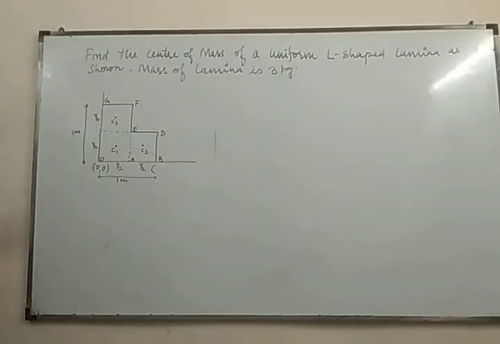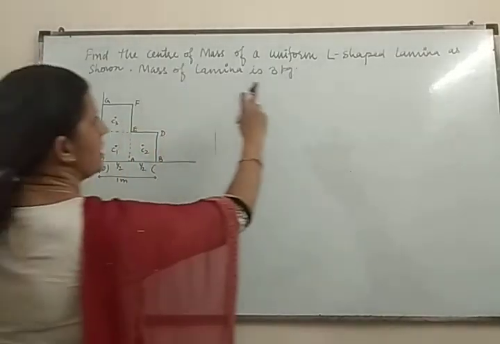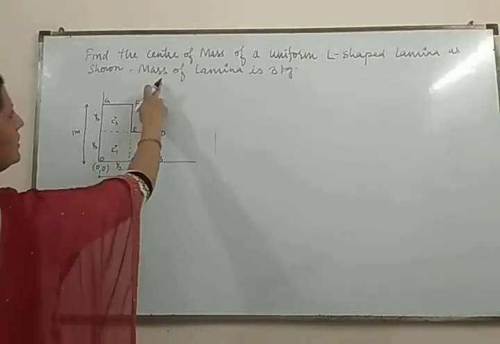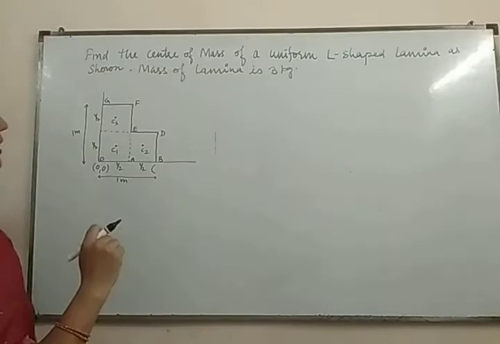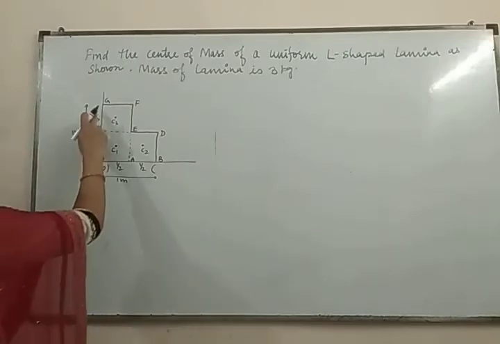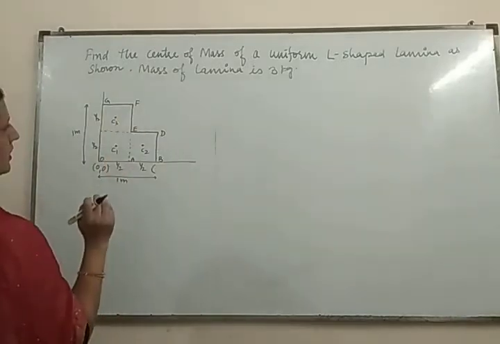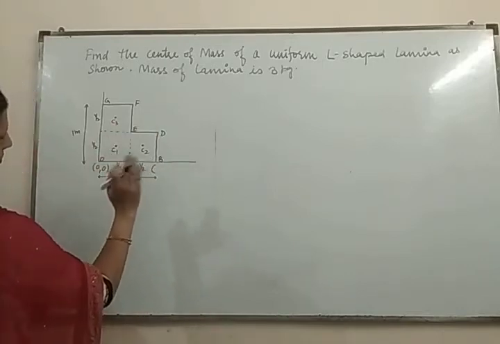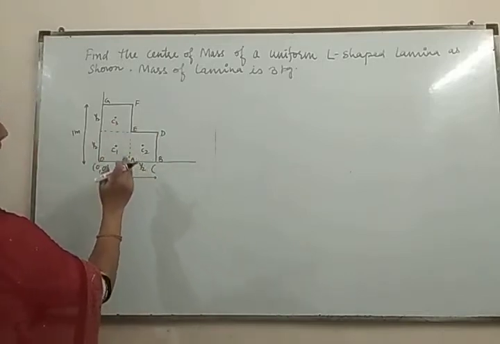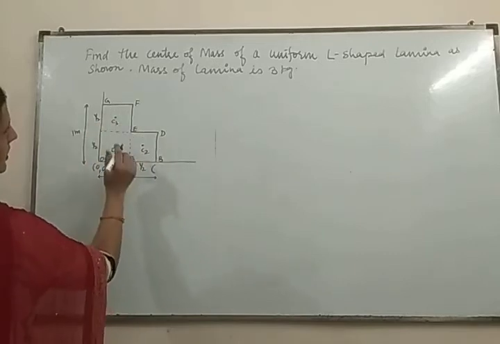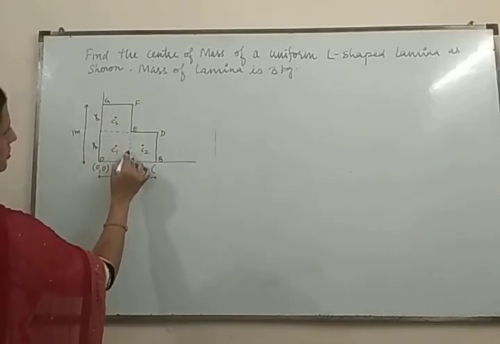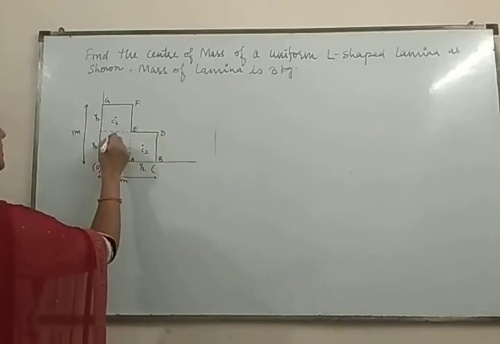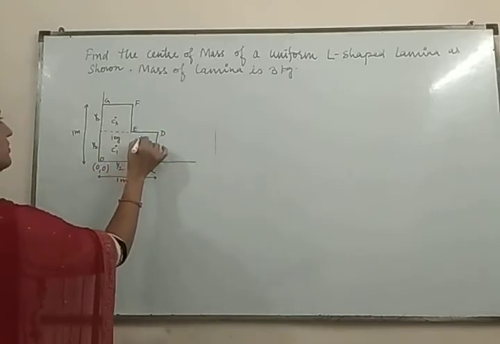The next question is, find the center of mass of a uniform L-shaped lamina. This is given to you. The mass of the lamina is 3 kilogram. We assume that the shape of this lamina is of uniform mass, or uniform area. This is the L-shaped lamina. I have divided it into 3 equal parts. The mass is 3 kilogram, so I take 1 kilogram each.